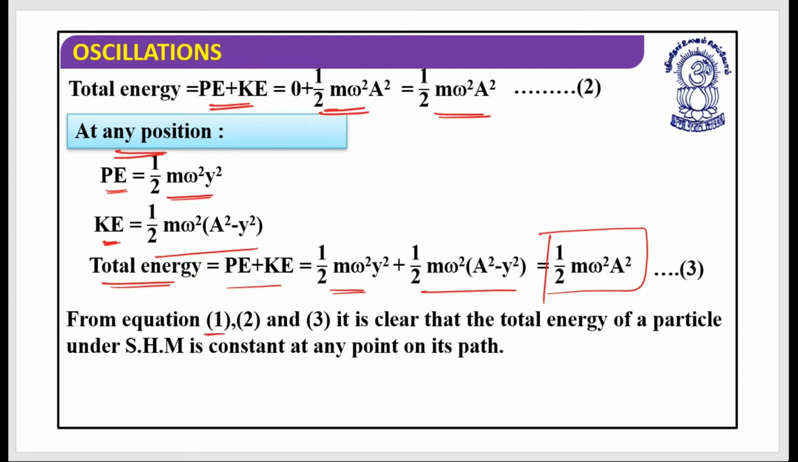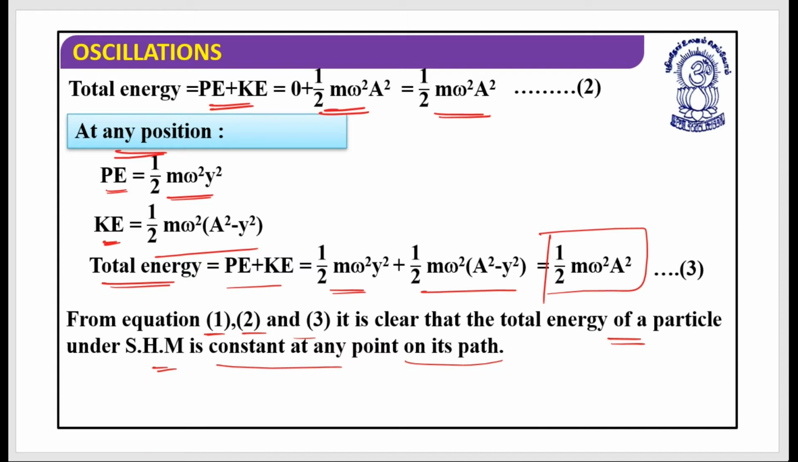So from equations 1, 2 and 3, it is clear that the total energy of a particle under SHM is constant at any point on its path. I hope this is clear. Is it clear? So the total energy is always equal. Please keep in mind that the total energy is always equal to half k a square, and that is not going to change at any place. Do you have any doubts?